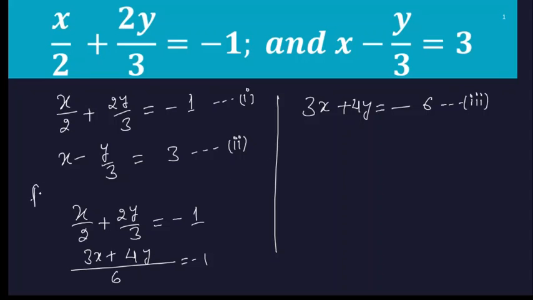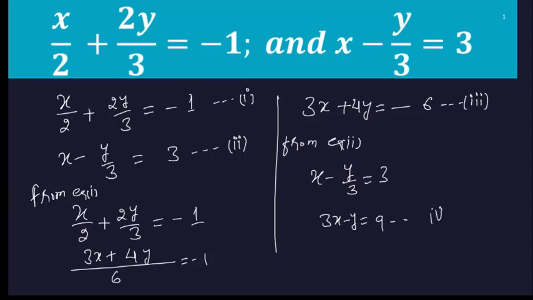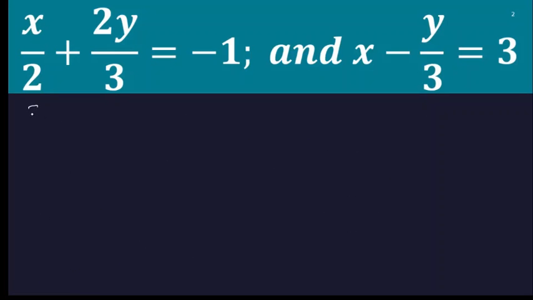Now I took from equation 1, and now I'm taking from equation number 2, x minus y upon 3 equal to 3. So this will be 3x minus y equal to 9, directly I'm writing. I hope you understood. So now I found two equations. One is 3x plus 4y equal to minus 6, this is our third equation. And here I found 3x minus y equal to 9, this is our fourth equation.